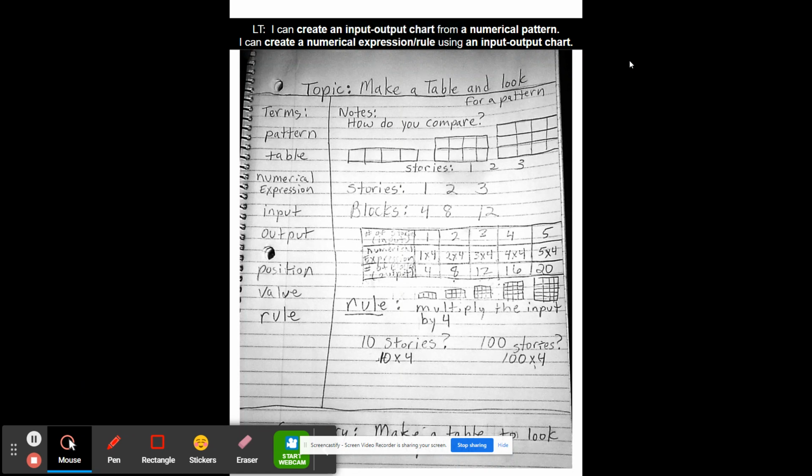The learning targets for today are: I can create an input output chart from a numerical pattern. And the other learning target I want you to think about is: I can create a numerical expression and rule using an input output chart. So those are the two skills that we're going to work on today, and our notes are going to be very focused on those specific skills.